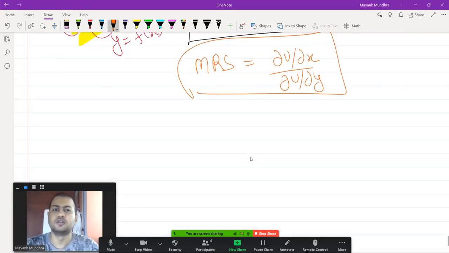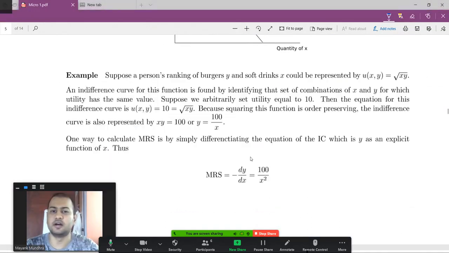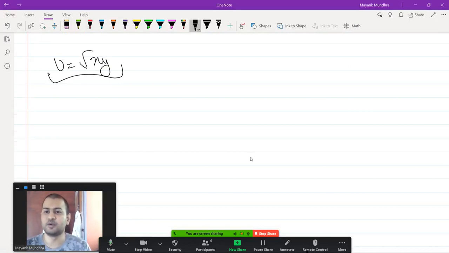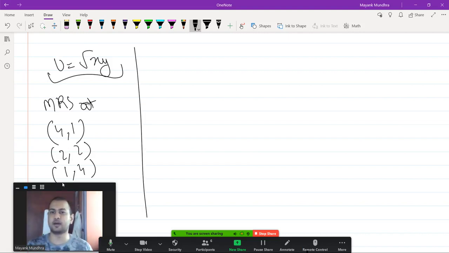Okay. So now let's apply this to get MRS at some points. So suppose you're using some utility function, utility equals under root xy. I want to find MRS at 3 points, MRS at 4 comma 1, 2 comma 2 and 1 comma 4. So these are the 3 points at which I want to find the MRS. So MRS is nothing but del u by del x upon del u by del y.